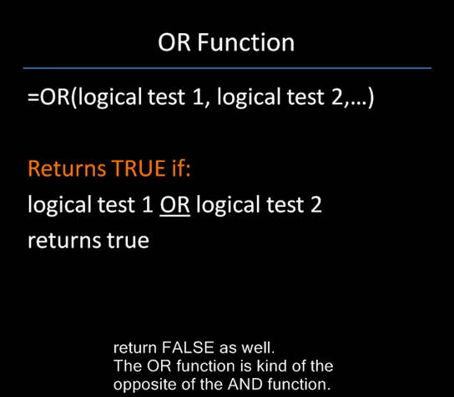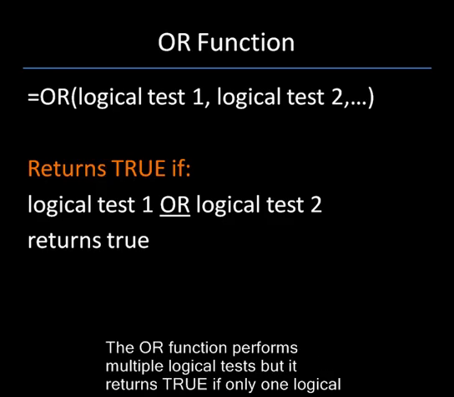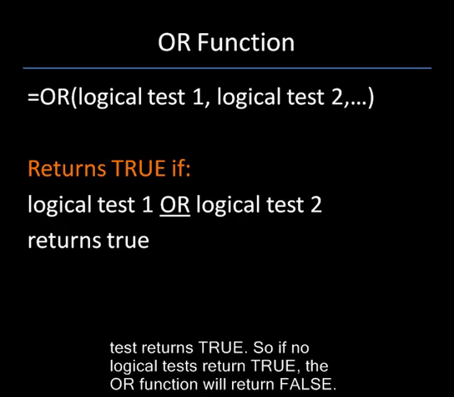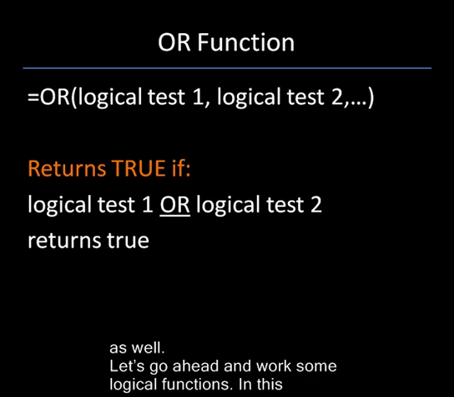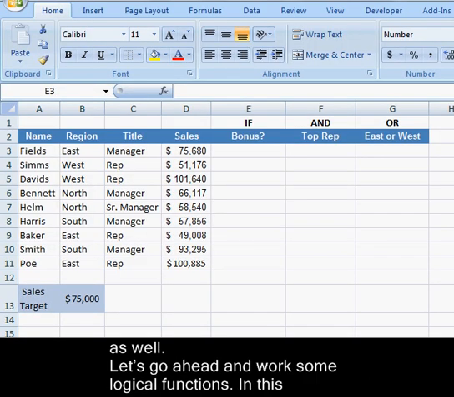The OR function is kind of the opposite of the AND function. The OR function performs multiple logical tests, but it returns true if only one logical test returns true. So if no logical tests return true, the OR function will return false. But if even one out of, say, five logical tests returns true, then the OR function will return true as well. Let's go ahead and work some logical functions.